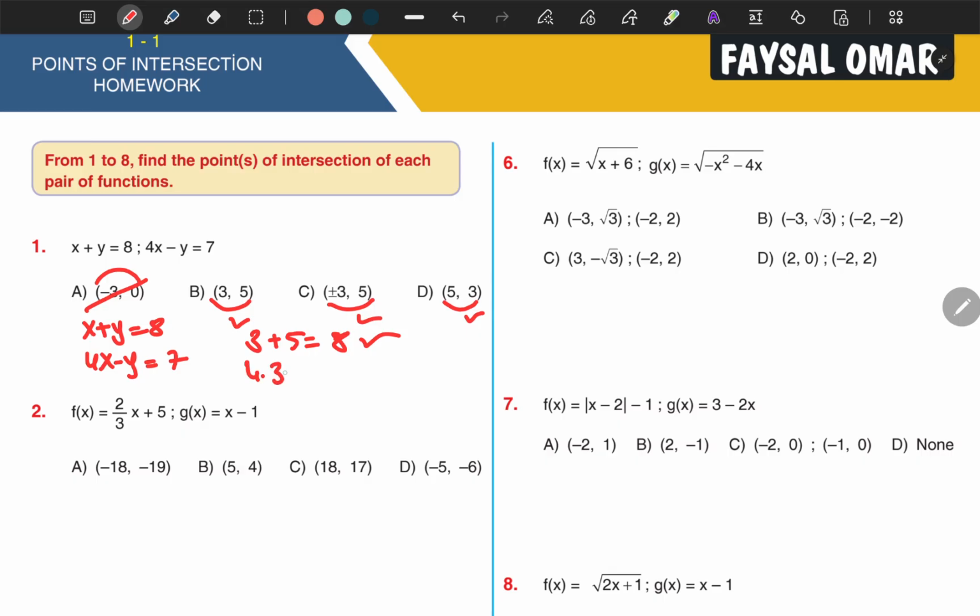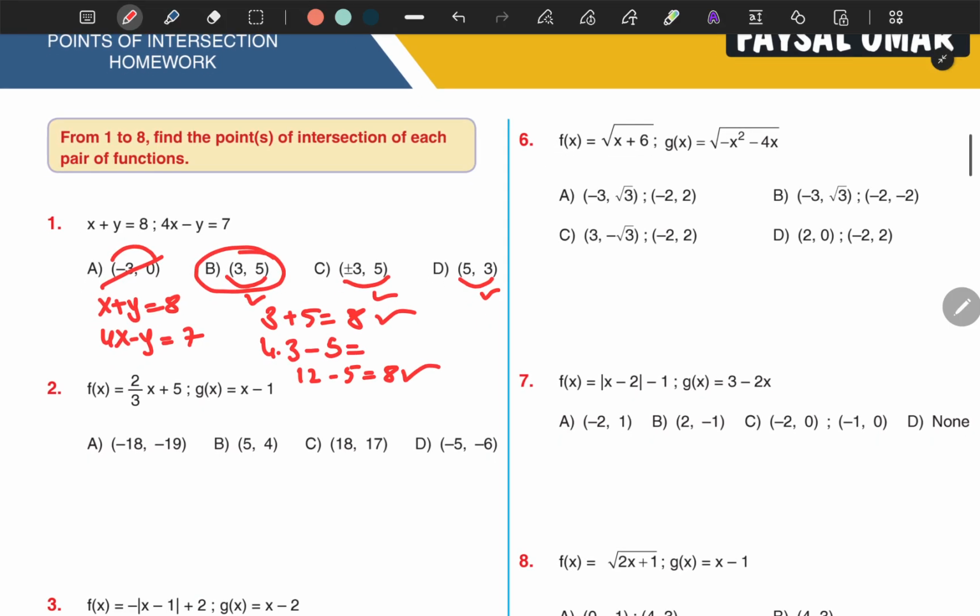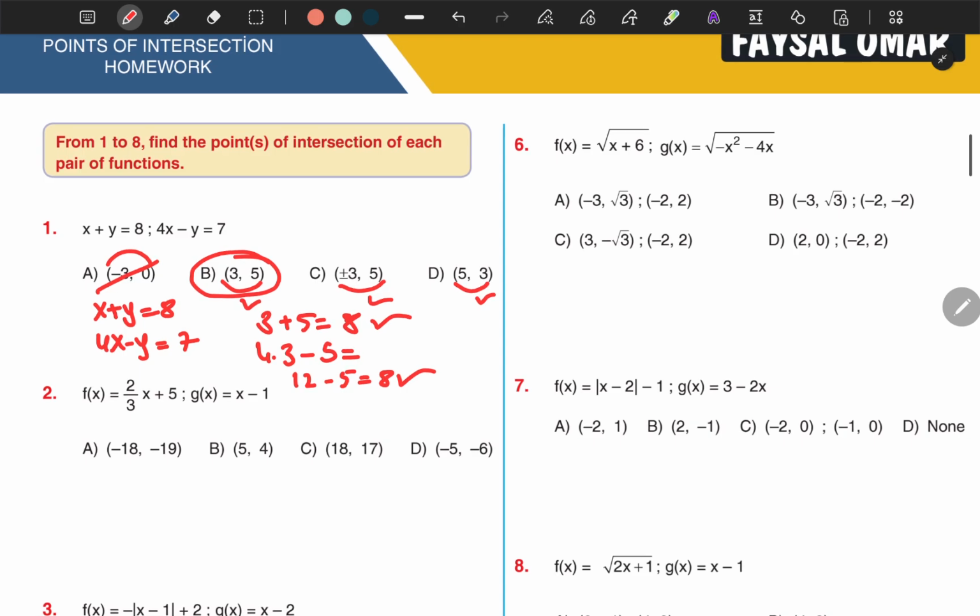4 times 3, because x is 3, minus 5. Let me replace. This one will be 12 minus 5. Is it equal to 8? Yes. You see that option B satisfies both equations, so the answer is B. Okay, let me continue with the next one.